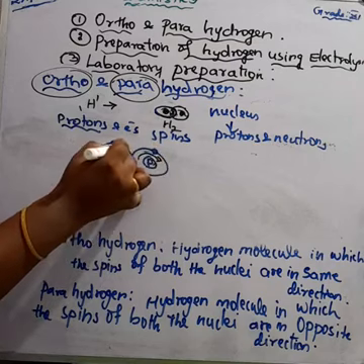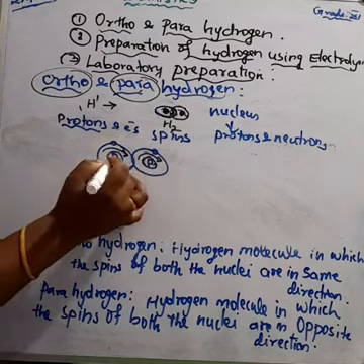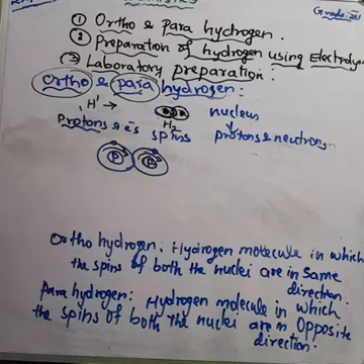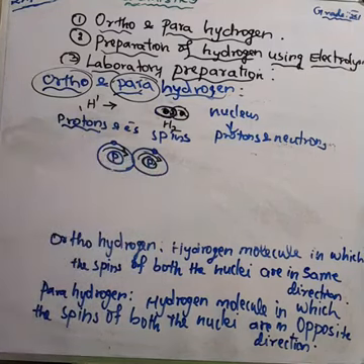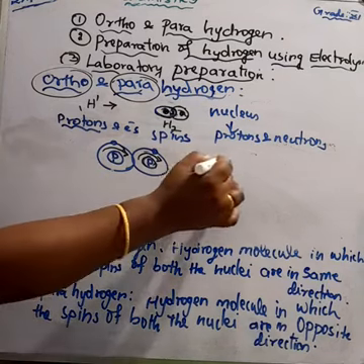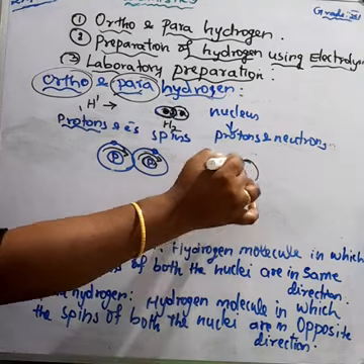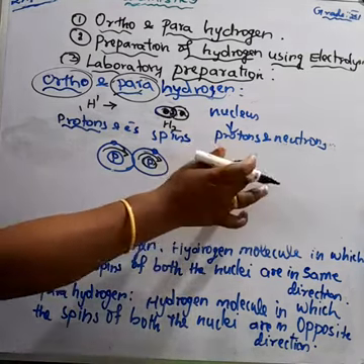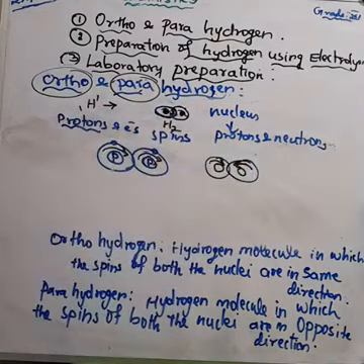This is the same direction, clockwise, or in the opposite direction. This is the same direction and this is the opposite direction. Okay, so spinning takes place either in the same direction or in the opposite direction. Here, what do you mean by orthohydrogen? What do you mean by parahydrogen?